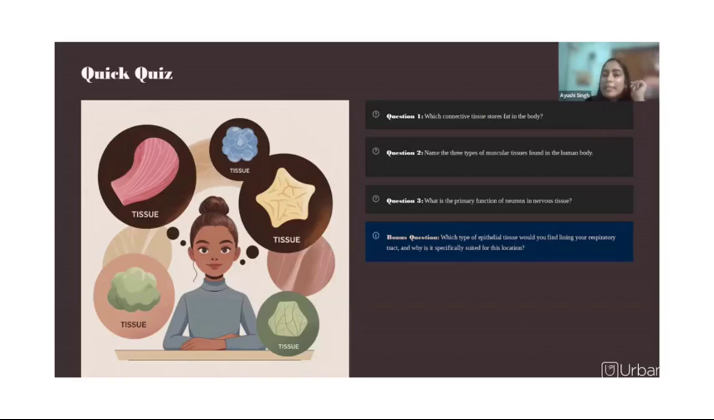Now name the 3 types of muscular tissues found in the human body. You can name them, I don't have to. Now what is the primary function of neurons in nervous tissue? All of this you can answer. Plus one more thing which I have added: which type of epithelial tissue would you find lining your respiratory tract, and why is it specifically suited for this location? If you can answer this, then you have understood this chapter very well.